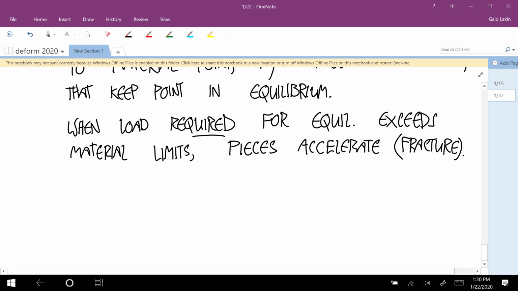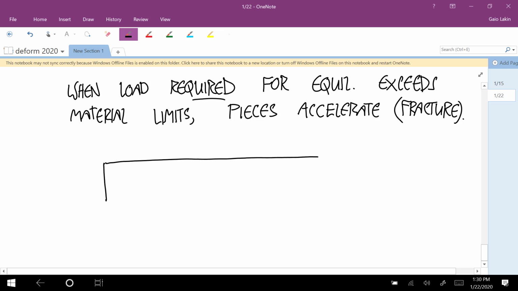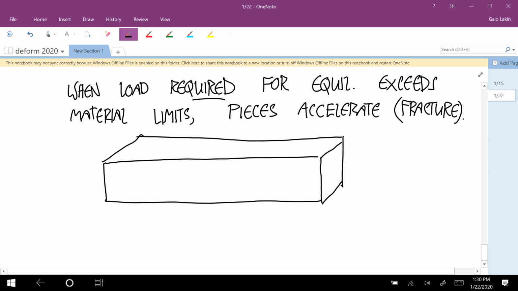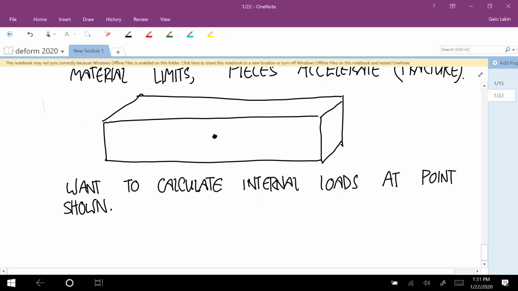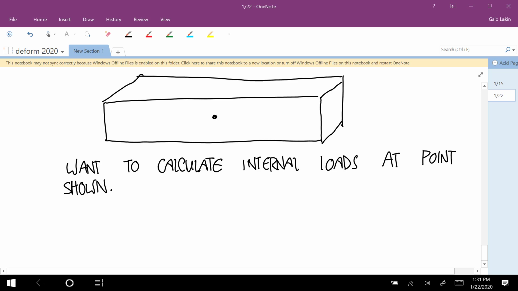Okay, so think of a material, and say we want to measure the internal loads at this point. How are we going to do that? We want to calculate the internal loads at the point shown. And what are the internal loads? Those are the loads that are applied to that point by the surrounding material.